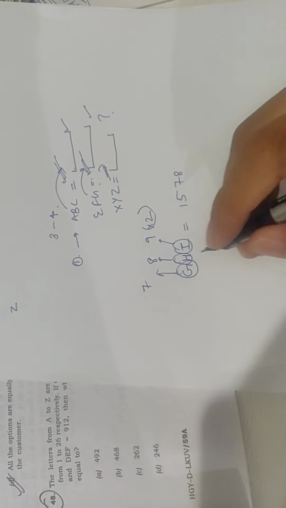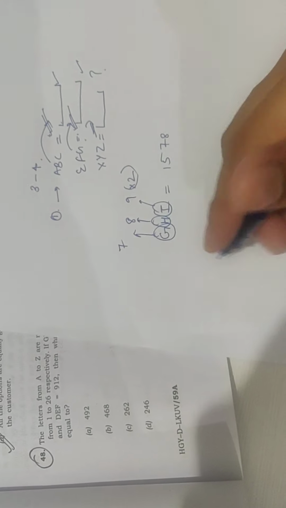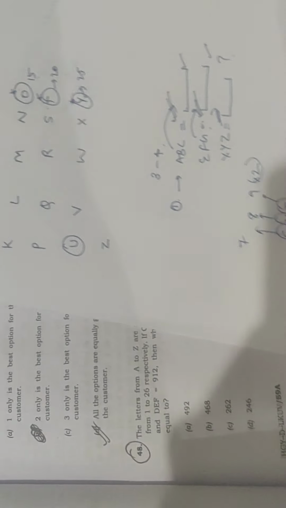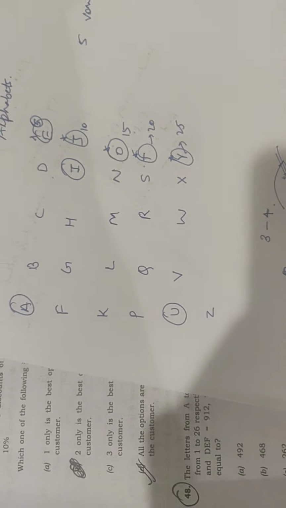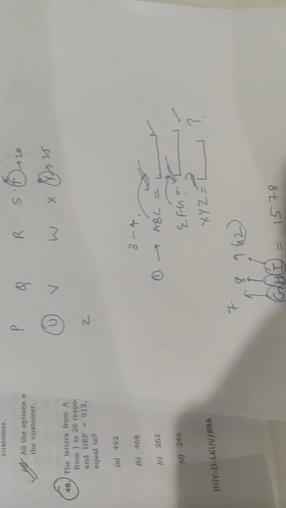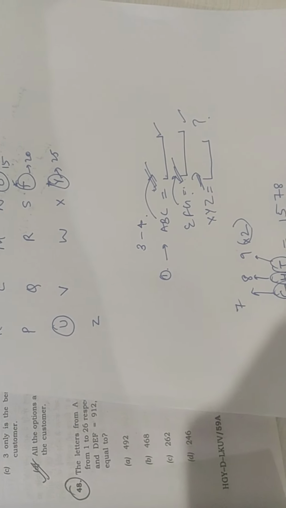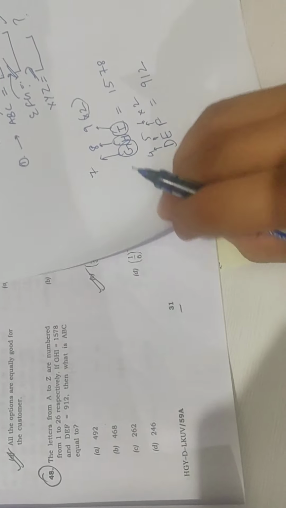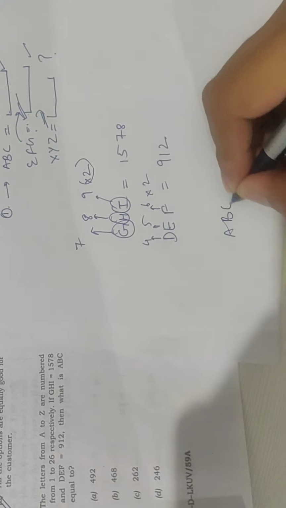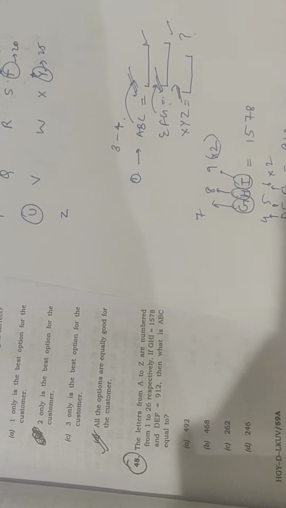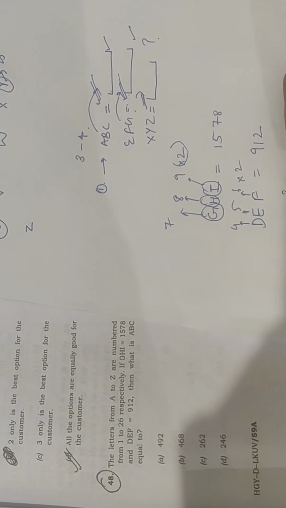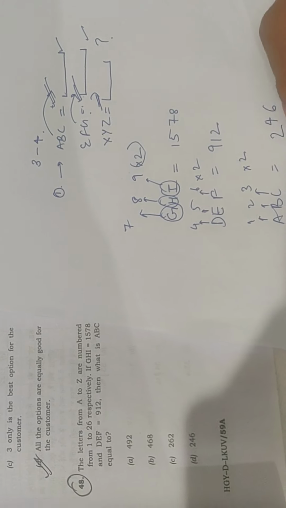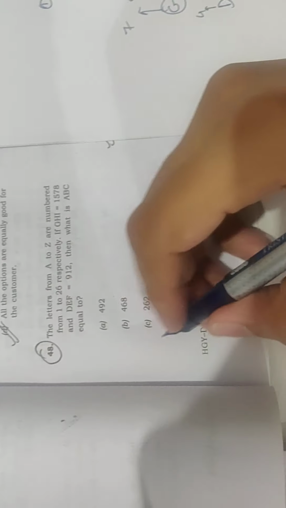Now let's see whether our second part, D, E, F, is equal to 912. D is 4, E is 5 and F is 6. 4, 5 and 6 multiplied by 2, again we get this correlation. Okay, so it has asked what is the value of ABC. So how will we do it? A is 1, B is 2 and C is 3. So we'll multiply by 2. 123 into 2 is 246. Right? So this should have been the answer.